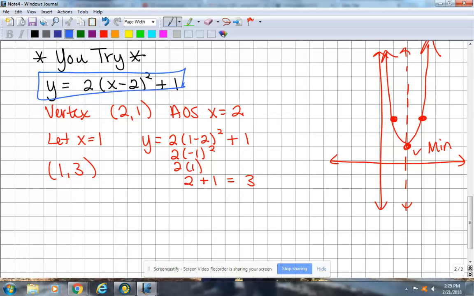Okay, is it a maximum or a minimum? It's a minimum, right? Because we said it's a U-shaped graph. Guess what the minimum value is? The y value of the vertex, which is also the k value of the equation.